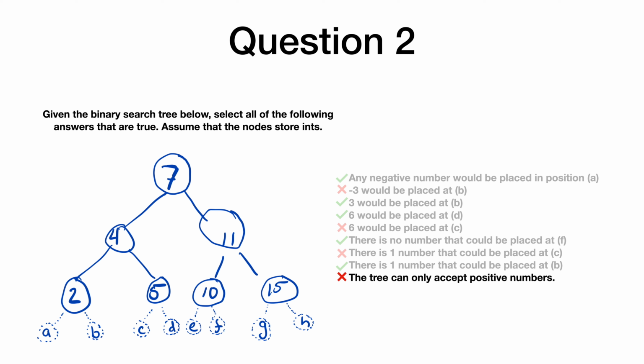So those are your final answers. You should have answered true to any negative number being at A, 3 being at B, 6 being at D, no numbers being able to be placed at F, one number being placed at B, and that's it. Everything else was false.